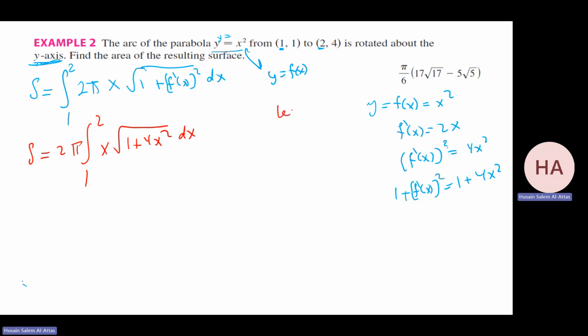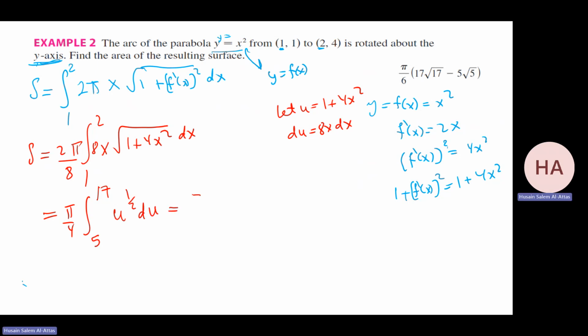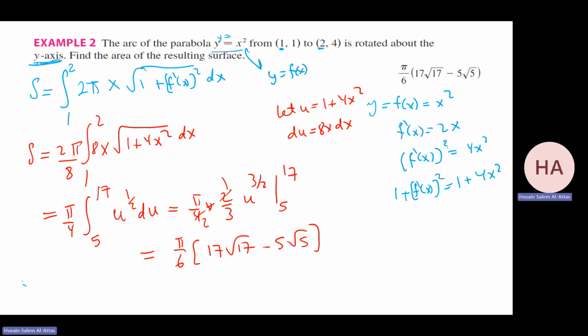So I let u equal 1 plus 4x squared, du will be 8x dx. So I need 8, I divide by 8. That gives me pi over 4, from where to where? 1 gives me 5. 2, it will be 4, 16, 17. And this is u to the power half du. So that will be pi over 4 times 2 over 3, u to the power 3 over 2, from 5 to 17. That gives me what? This is 1, this is 2, pi over 6, 17 square root of 17 minus 5 square root of 5. That's it.